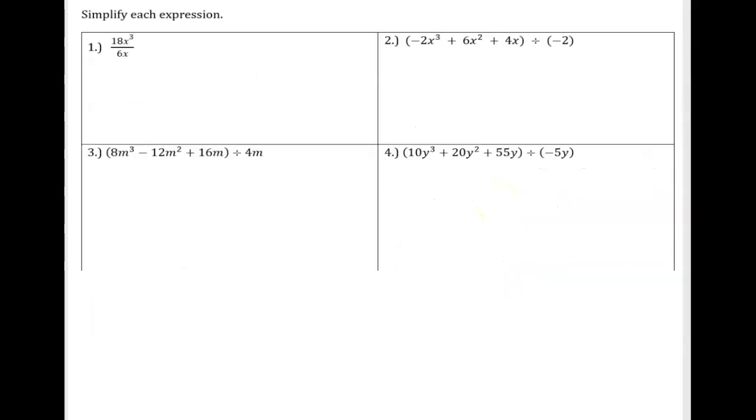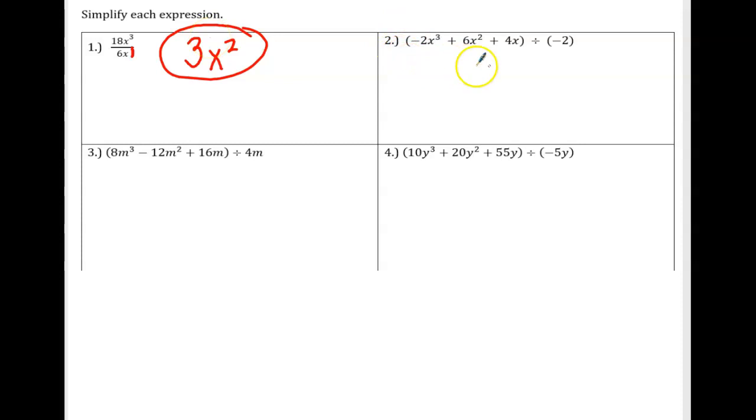Okay, so looking at the first example that we have here, 18x to the third divided by 6x, I'm going to look first at the coefficients and actually divide. 18 divided by 6 is 3, and x to the third divided by x, remember there's really a 1 there. The rule is we subtract, so we get 3x squared.